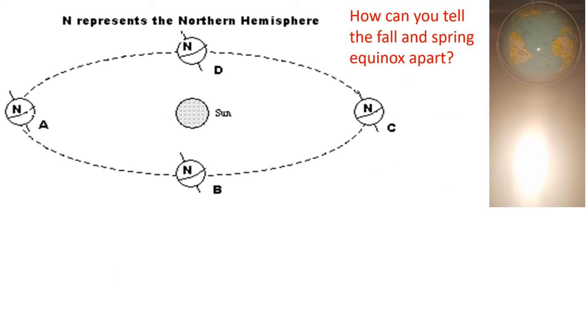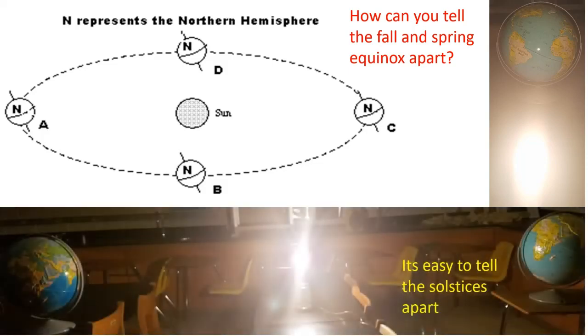Now, this I do want to describe a little bit. How can we tell the fall and spring equinox apart? Because they look the same. They're both getting the same amount of sunlight. It's easy to tell the solstices apart because you're tilted most towards or most away from the sun.